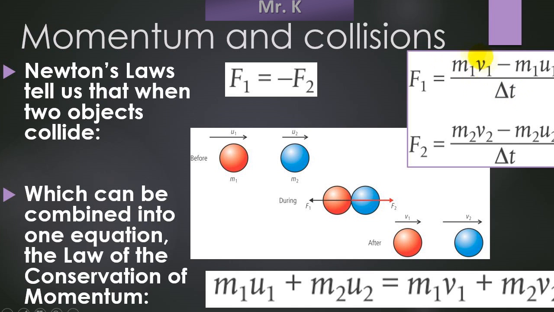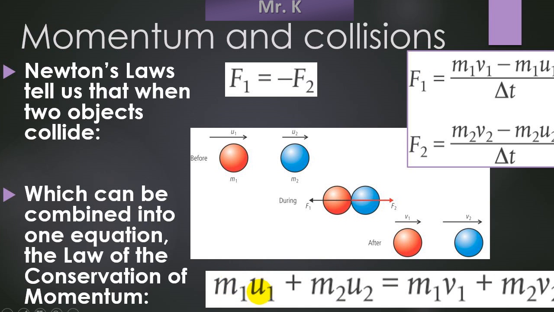The change in momentum is the momentum afterwards minus the momentum initially, divided by the change in time. And that's true for both balls. We can combine these three equations into one very big equation.